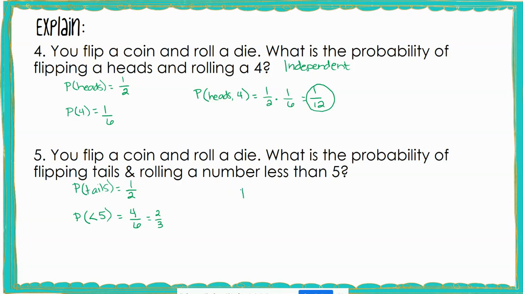If I want to find the probability of tails followed by a number less than 5, then I'm going to multiply these two probabilities. So I'm going to multiply 1/2 times 2/3. Well, 1 times 2 is 2, and 2 times 3 is 6. Well, I know that this fraction can be simplified because I can divide both the numerator and the denominator by 2. And 2 divided by 2 is 1, and 6 divided by 2 is 3. So the probability of tails followed by a number less than 5 is 1/3.